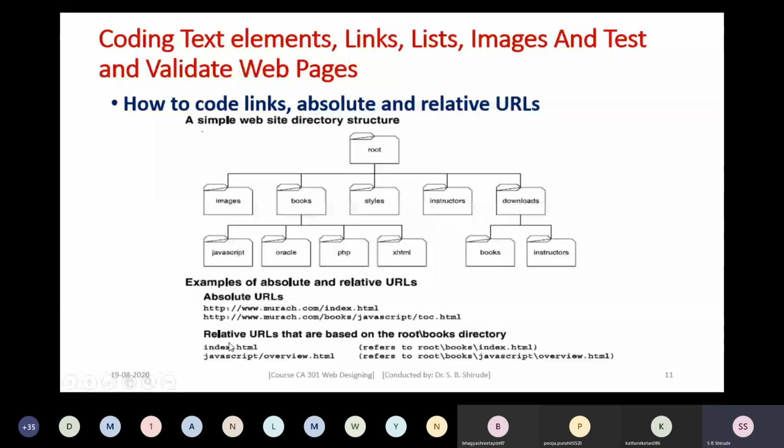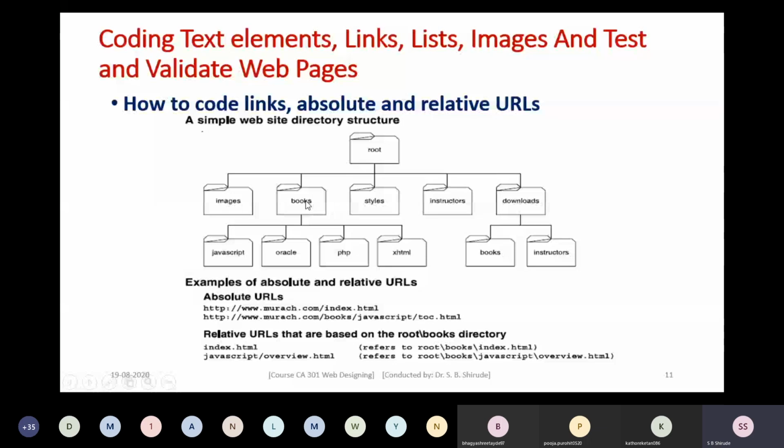Similarly, suppose I am currently in the books directory, so I will directly refer to the HTML page from here, which is in JavaScript, such as JavaScript/overview. Since I am currently in the books directory, I am not specifying books/JavaScript/overview, because I am currently in the books directory. So a relative URL will try to identify that resource in the current directory.